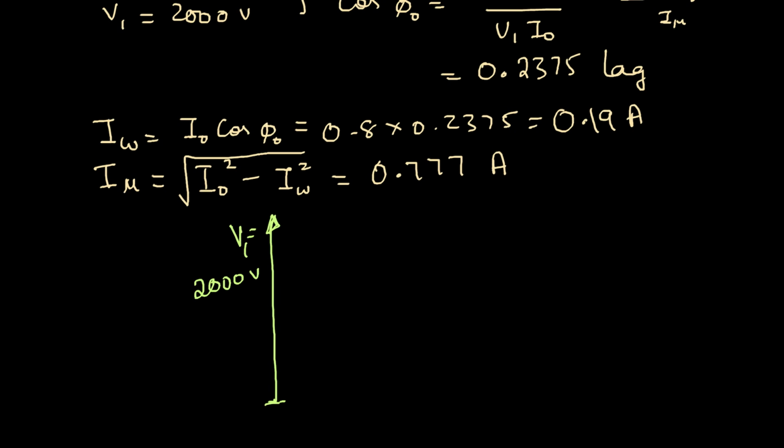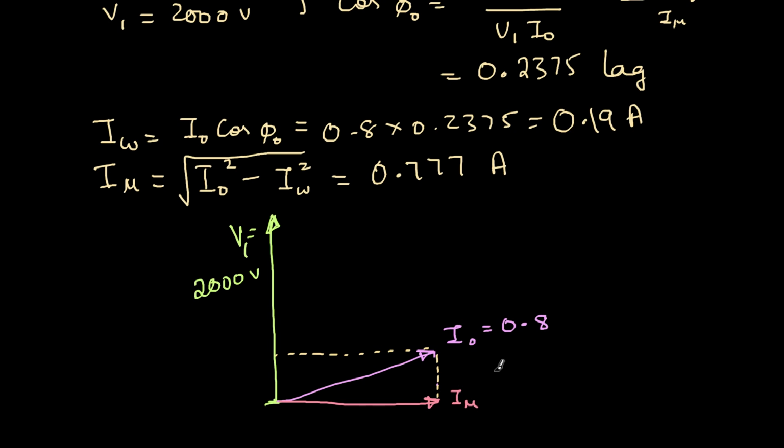Now, not to the same scale. Of course, for the current we can use a different scale. So I get this current I naught, and this magnitude is 0.8. Then if I take the components of it, the vertical component and horizontal component, this component is I mu, 0.777 amperes, and this is I_W, which is in phase with the voltage, so that is why it has some power loss. This is 0.19 amperes as we have calculated, and this is 90 degrees.